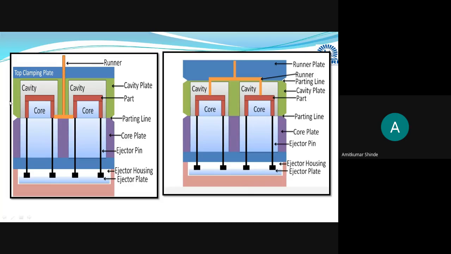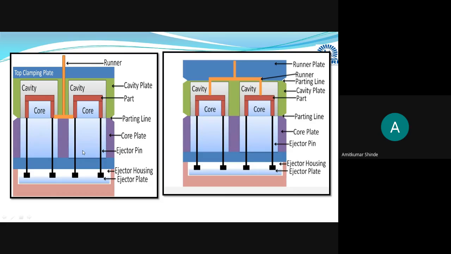Okay, so now you can easily understand the basic difference here. The diagram on the left side of your screen is the two plate mold, and on the right side you can see the three plate mold. As far as the injection molding process is concerned, largely we are using the two plate mold. What is the two plate mold?